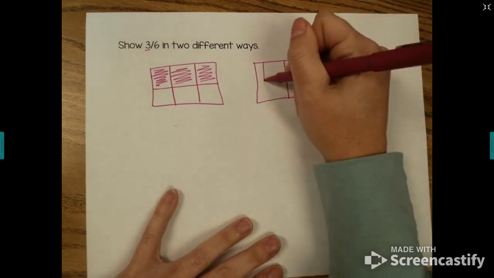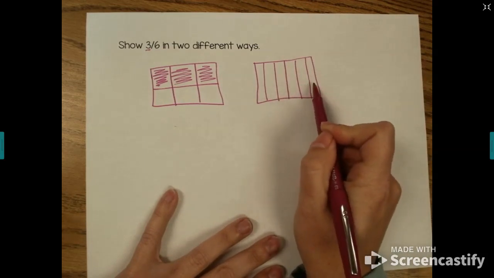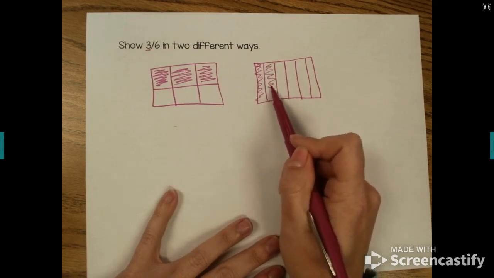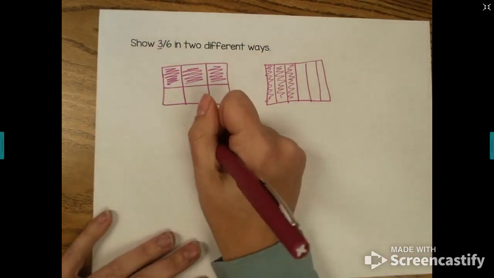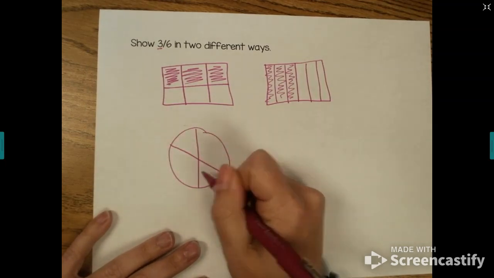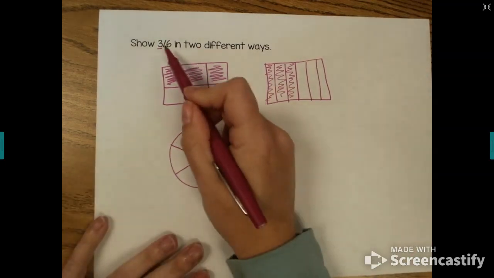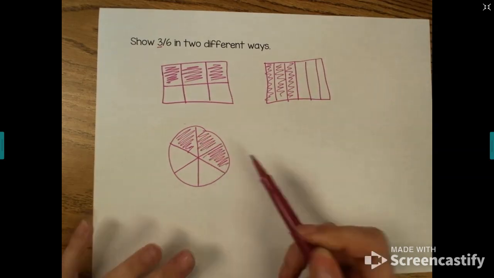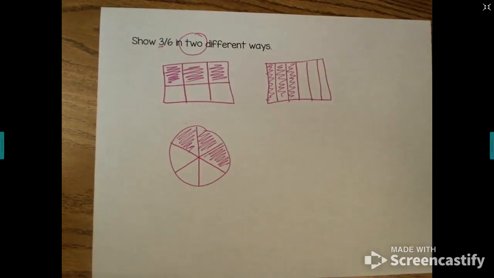Partition it down the middle, and then partition those into thirds. And then count 1, 2, 3, 4, 5, 6. So that's 6 parts. Shade in 3. Okay, so that's already 2 ways. But I could do it with a circle. And then count 1, 2, 3, 4, 5, 6. And then shade in 3 parts. So here's already 3 different ways, but we only needed to do 2 different ways.